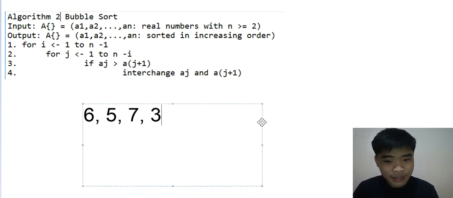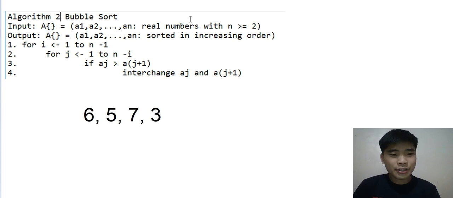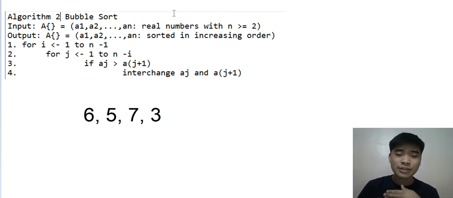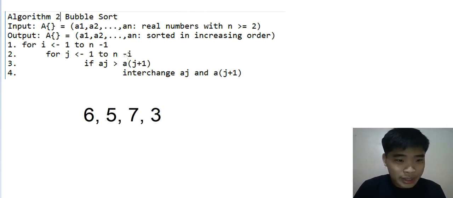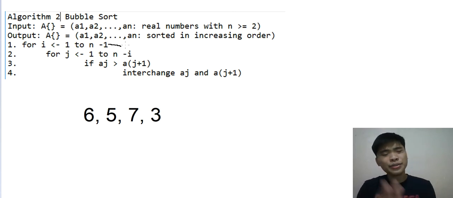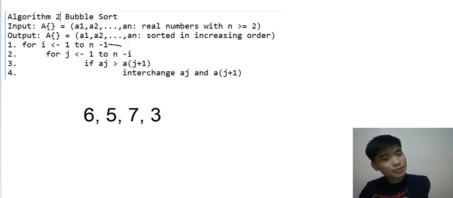So let's discuss the steps first. The input here is that the array should have a number of elements greater than or equal to 2. We do not want an array of only one element, since why would we even sort a single element? The output here is the sorted elements. The first loop is from i equals 1, the first index, to the one before the last, which is n minus 1.